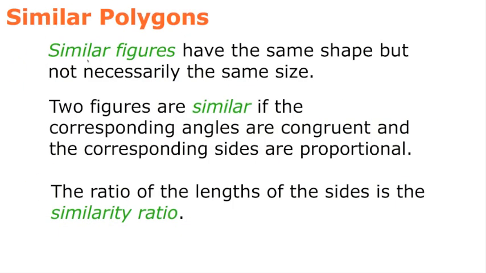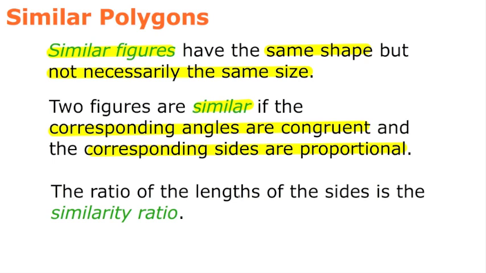Similar polygons. Similar figures have the same shape, but not necessarily the same size. So in relation to congruent, where it was the same shape and the same size, similar figures have the same shape, but not necessarily the same size. Two figures are similar if the corresponding angles are congruent and the corresponding sides are proportional.